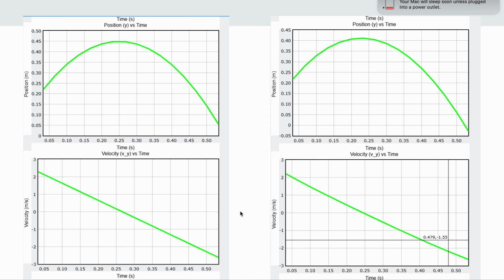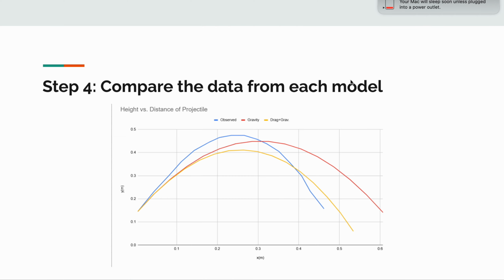Here's some of the graphs from our computational models. On the left is just gravity, on the right is gravity plus drag. Here is the data from each of our models. The blue line shows the observed data, the red line shows gravity, and the yellow line shows drag plus gravity. As you can see, drag plus gravity is smaller than gravity because the drag will slow down the paper ball and it won't go as far in the x or the y direction.